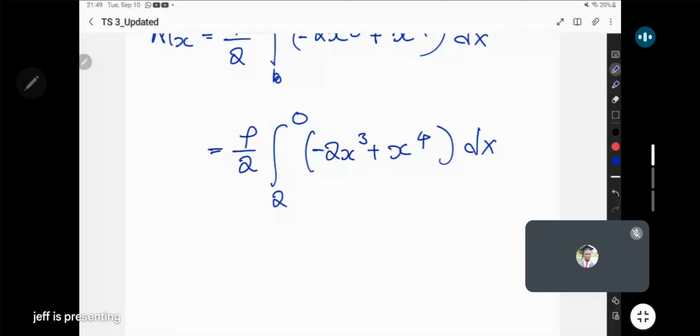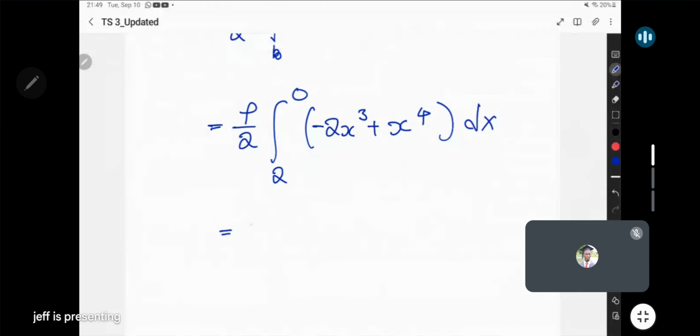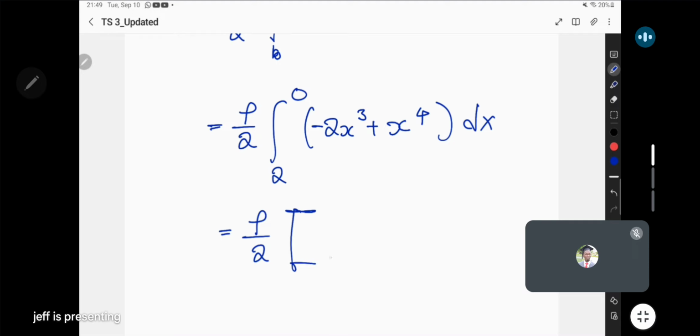And of course, this is a basic integral. We have rho over 2 there. Let's integrate. I'll add 1 to the power 3 there, so that it becomes 4. So this will be 2 over 4, which is 1 over 2.